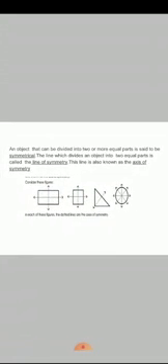Symmetrical. What is meant by symmetrical? An object that can be divided into two or more equal parts is said to be symmetrical. In the previous class we learnt about symmetry and line of symmetry, isn't it? Now we are taking the shape here.